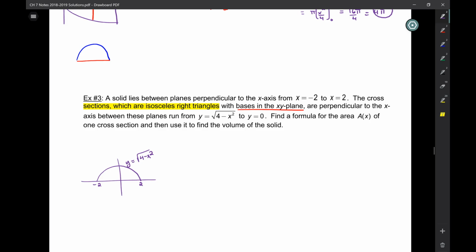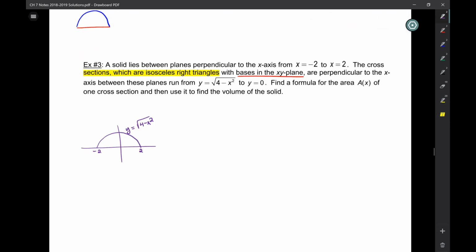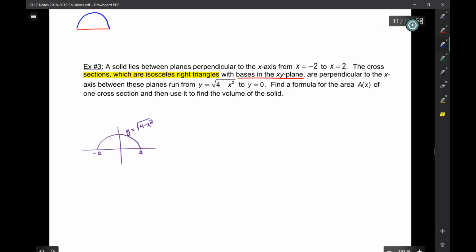So what does an isosceles right triangle look like? Right. This is the base, this is the height or whatever, and then the base is going to be here inside. The cross sections here are isosceles right triangles.